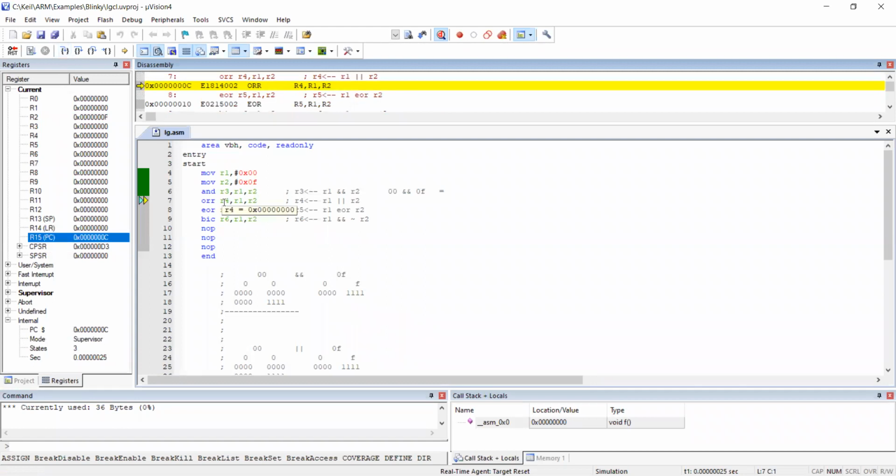R4. I think it should be 0F. You can see now 0, 0, 0F. Correct. So what should be the exclusive OR answer? R5. That should also be 0. Okay.